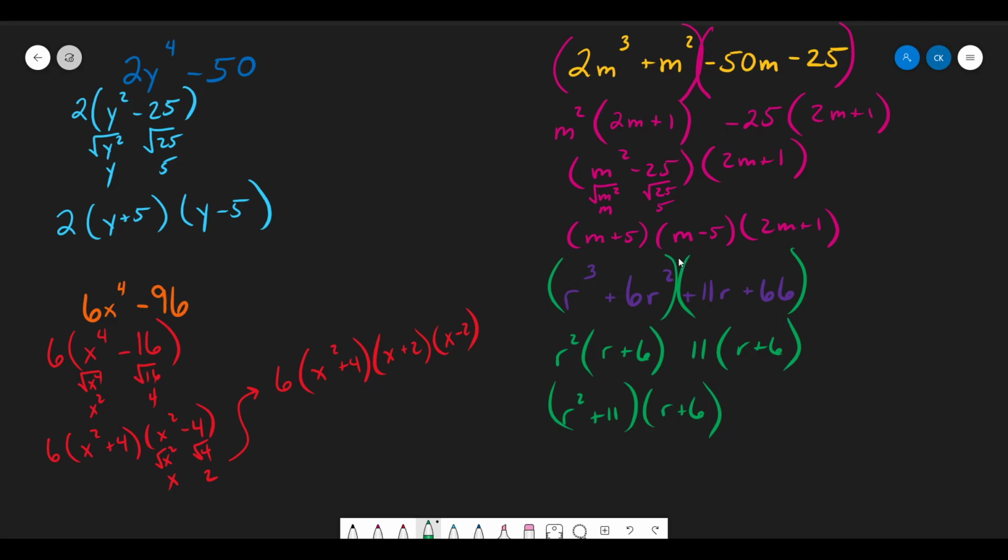No GCF, so we start by grouping. We group the first 2 together. We get r squared. What's left is r plus 6. For the second one, the GCF is 11. What's left is r plus 6. I see a twin. Take the 2 GCFs, put them together, and then there's nothing else I can do. This isn't a difference of squares, so I leave it as r squared plus 11, and the r plus 6, and that would be it there too.